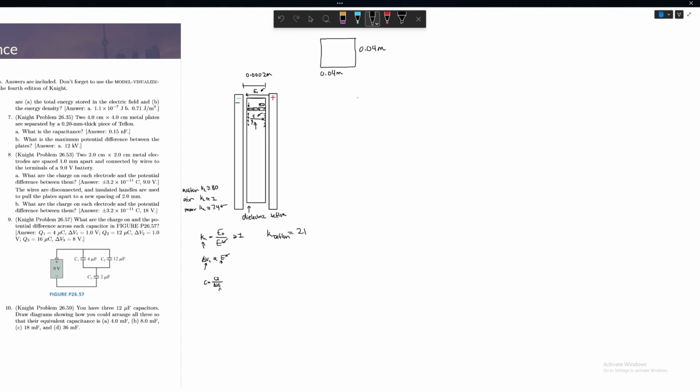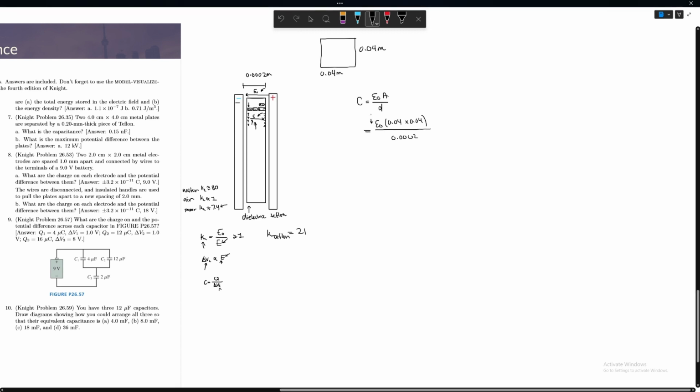Now, obviously, I know my capacitance equals C, E naught A over D. My D is given, so let's put everything in here. E naught, my A would be 0.04 times 0.04 all over my D, which is 0.0002. And well, okay, we didn't even take into consideration our kappa. And this kappa actually goes right in front. It's just a constant.